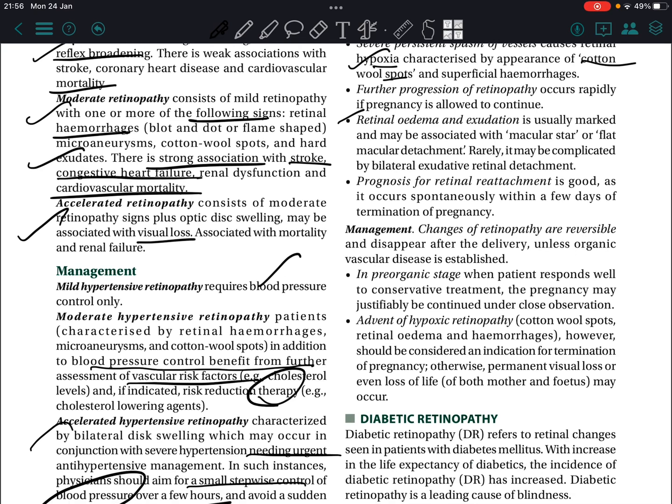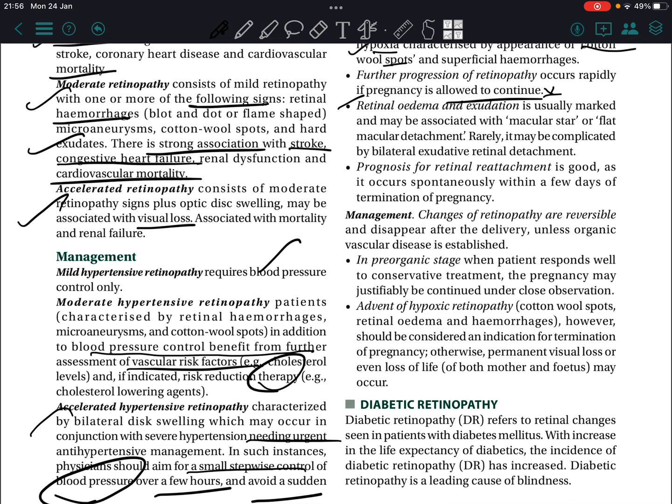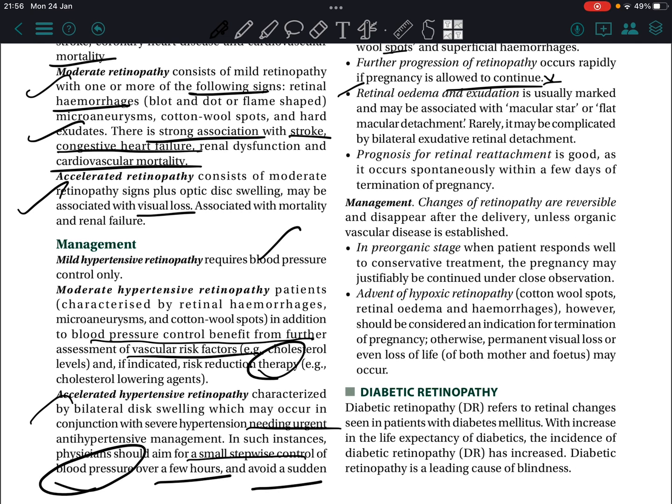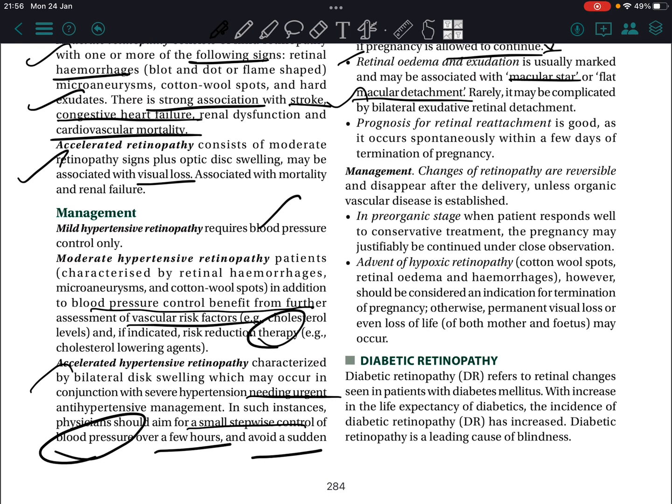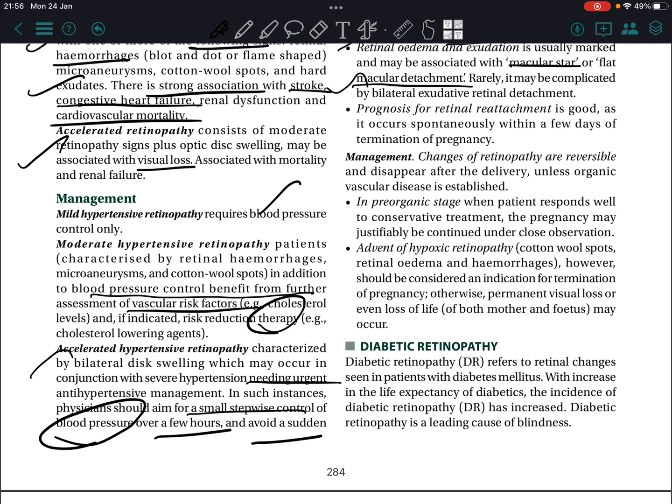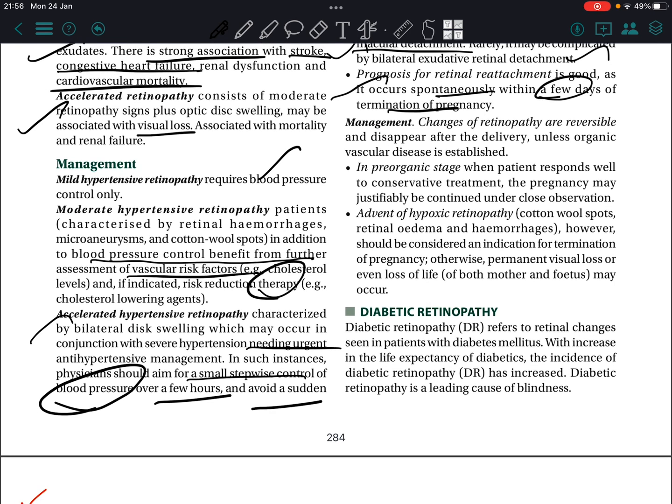Further progression of retinopathy occurs if pregnancy is allowed to continue. Retinal edema and exudation is usually marked and may be associated with macular star or macular detachment. Rarely it may be complicated by bilateral exudative retinal detachment. Prognosis for retinal detachment is good as it resolves spontaneously within a few days of termination of pregnancy.